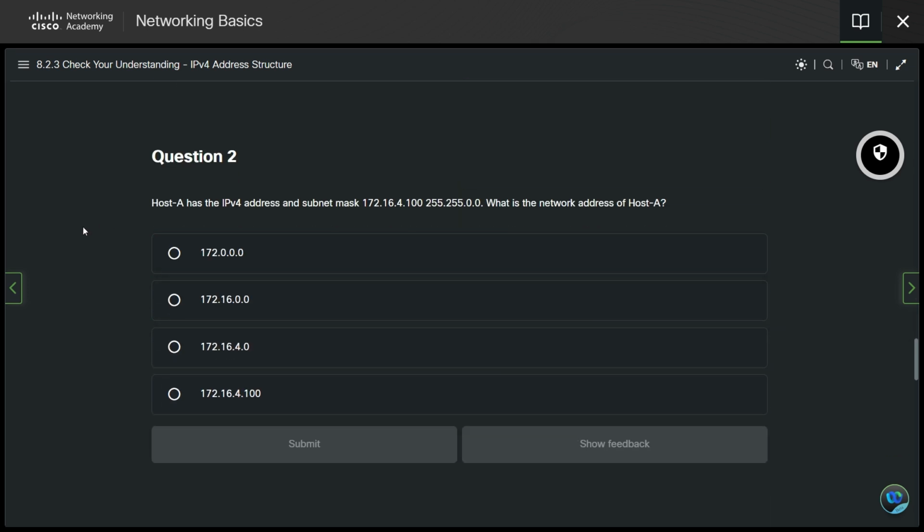Question 2: host A has the IPv4 address and subnet mask. What is the network address of host A? It's the same, but in this case, this is the network address, 172.16.4.